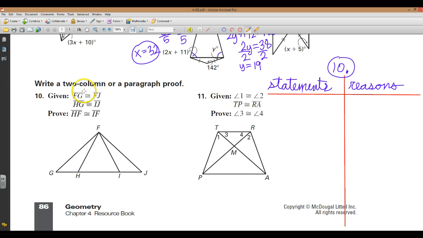So for number 10, we want to write a 2-column proof. So let's start off with this piece of given information. So we will say that FG, mark it on your diagram, is congruent to FJ. Reason is given.